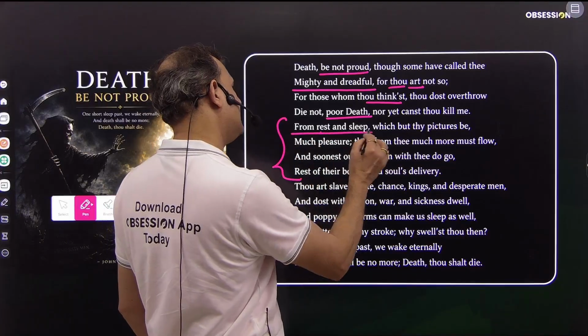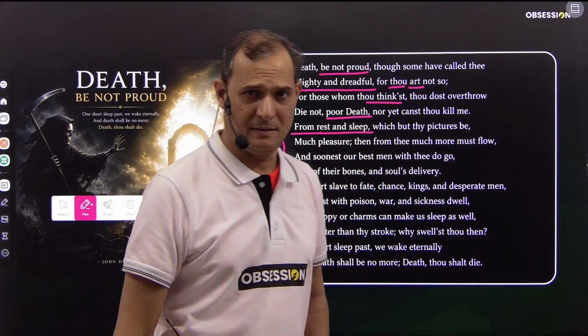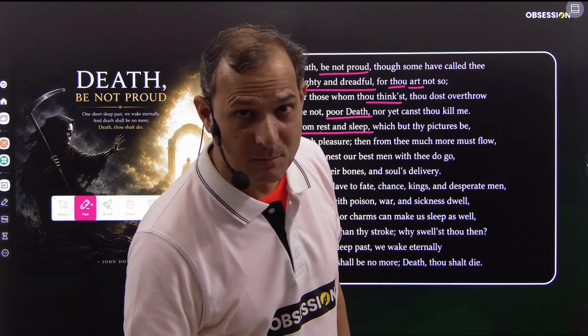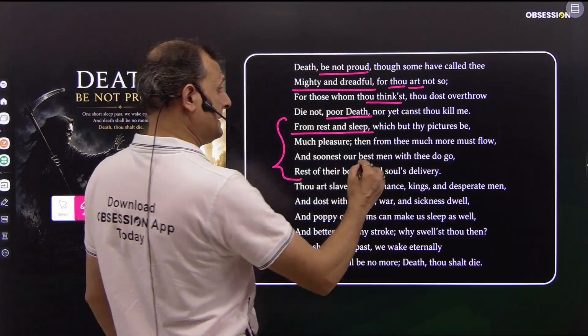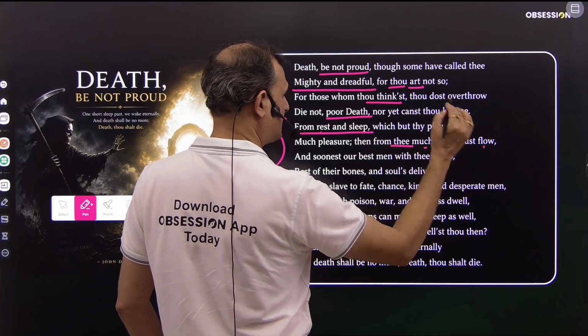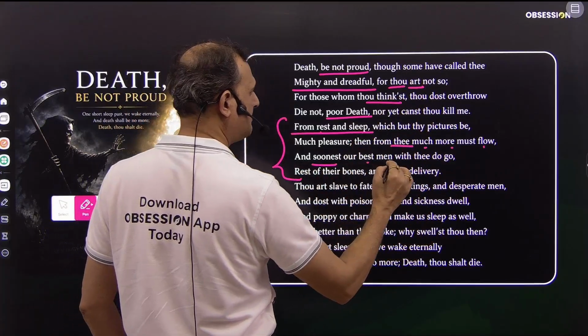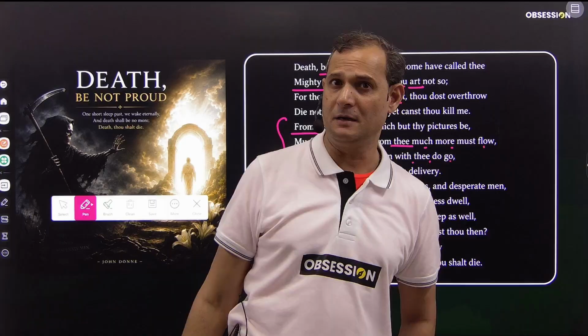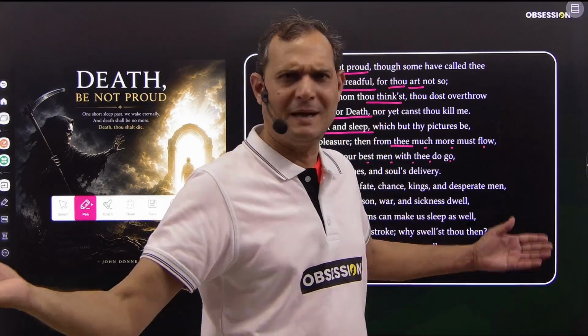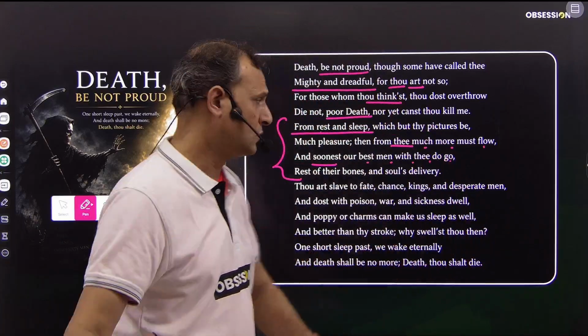यार रेस्ट एंड स्लीप से भी हमको आराम मिल जाता है, तो probably they are more powerful than you. "Much pleasure, then from you much more must flow, and soonest our best men with you do go." And yes, I do agree that the best of our men do go with you. People die, right? Yes, so they do go with you.